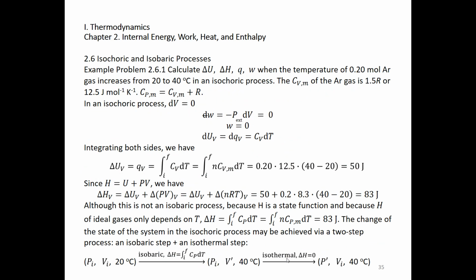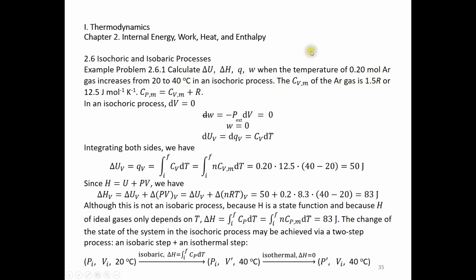Now we'll look at two numerical examples. One is isochoric, one is isobaric. In these two examples, we will calculate delta H, delta U, Q, and W. Alright, so example problem 2.6.1. Calculate delta U, delta H, Q, and W when the temperature of 0.2 mole argon increases from 20 to 40 degrees Celsius in an isochoric process. The CVM of argon is given.